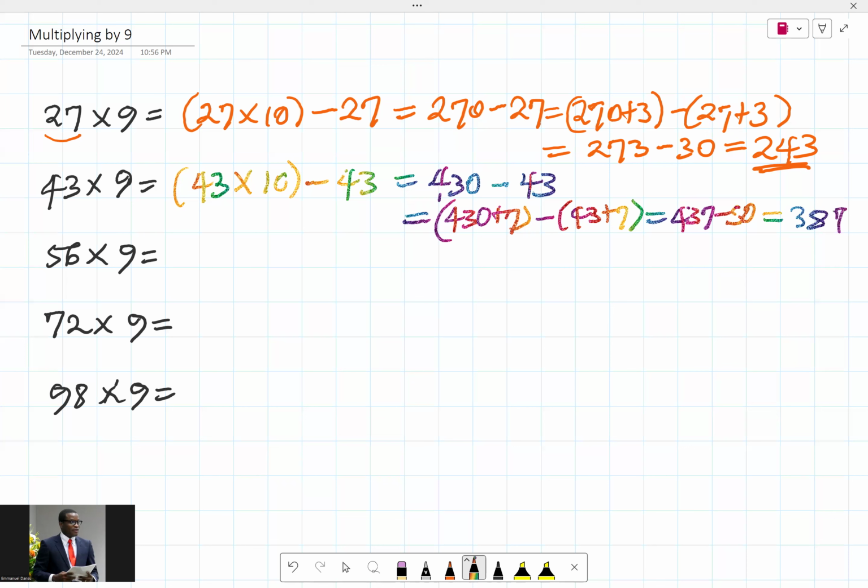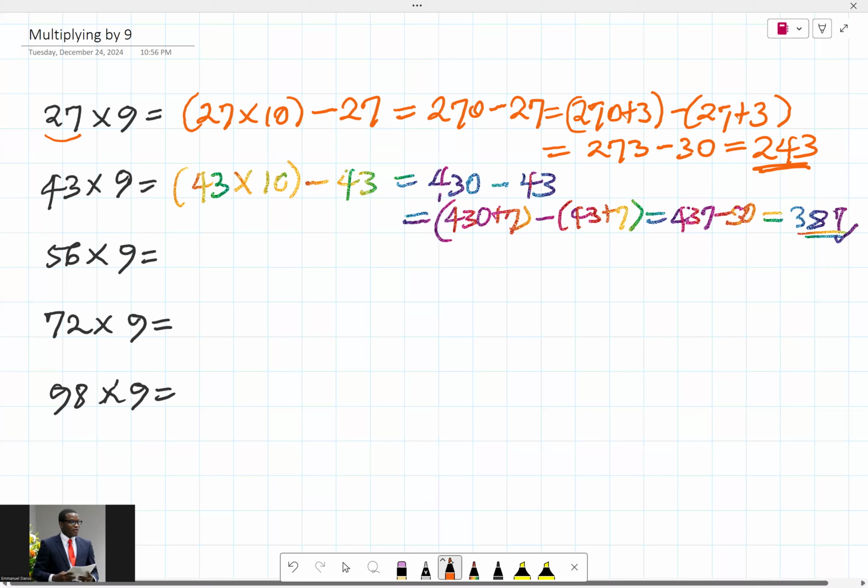Because 7 minus 0 is 7, then 13 minus 5 is 8, and then you have 3, so that's 387 easily. That's how to multiply 43 by 9. So that's 387.